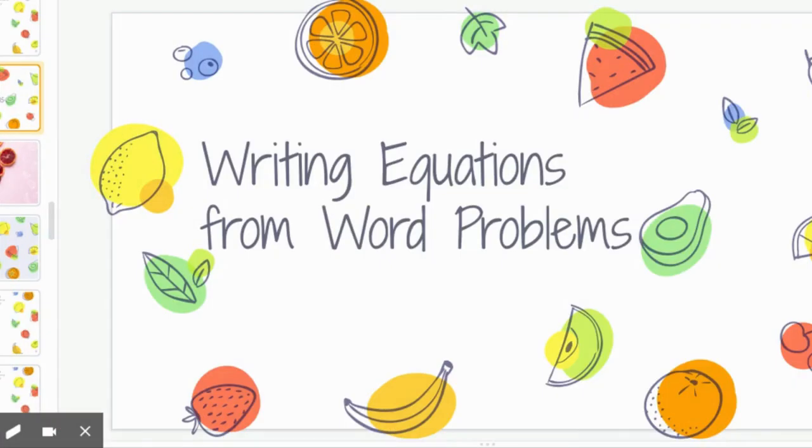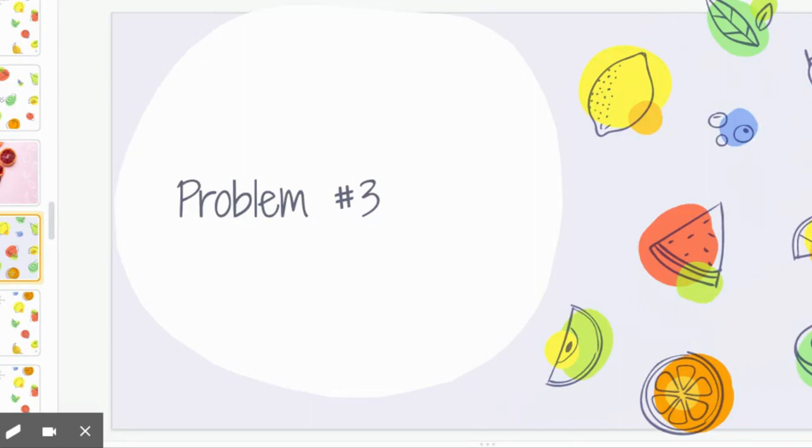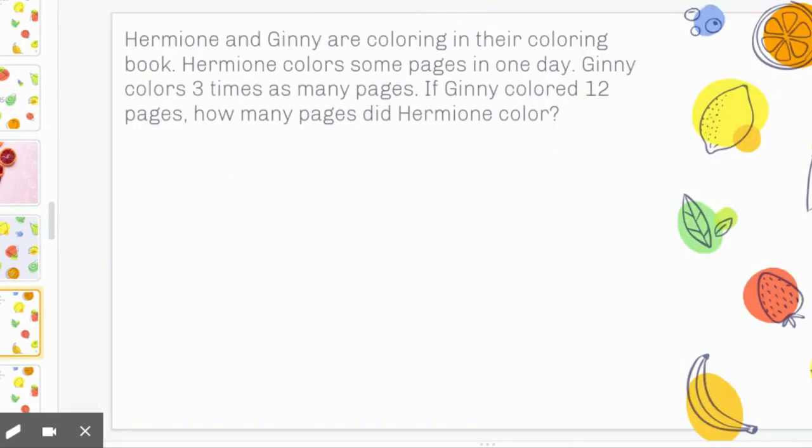Welcome to part 3 of our 4-part lesson on writing equations from word problems. Our learning target remains the same, which is I can write an equation using a variable to represent an unknown quantity. And the next 2 examples we're going to do are going to be a little bit more challenging than the ones you saw previously. So let's look at the next example.